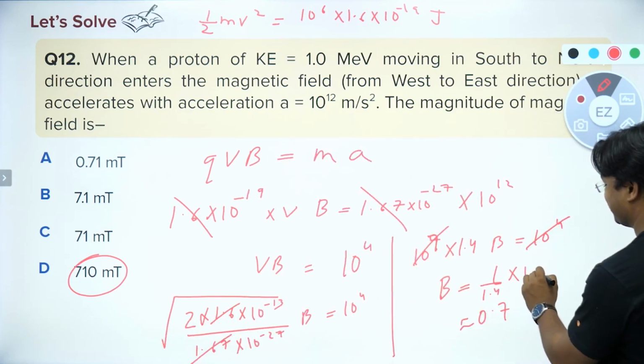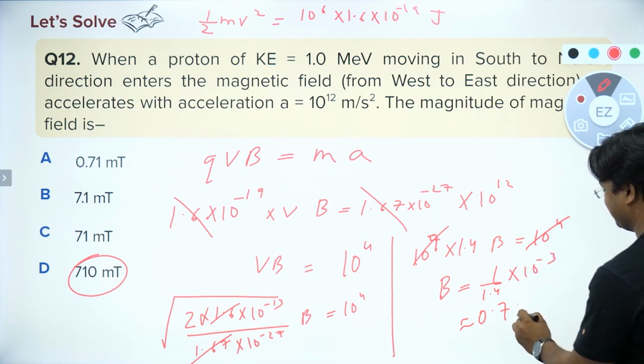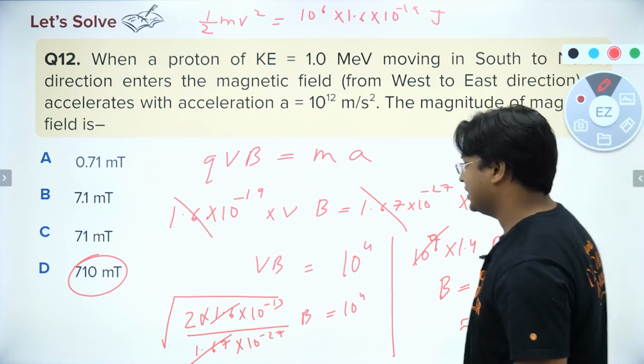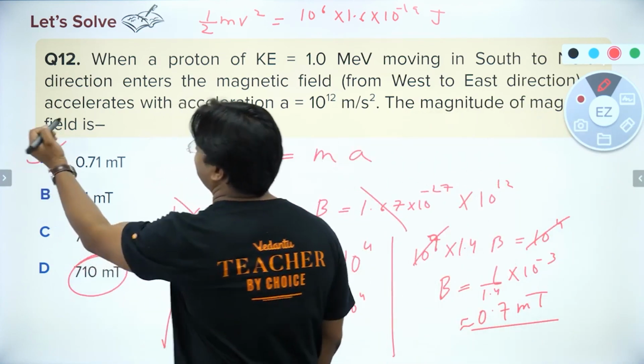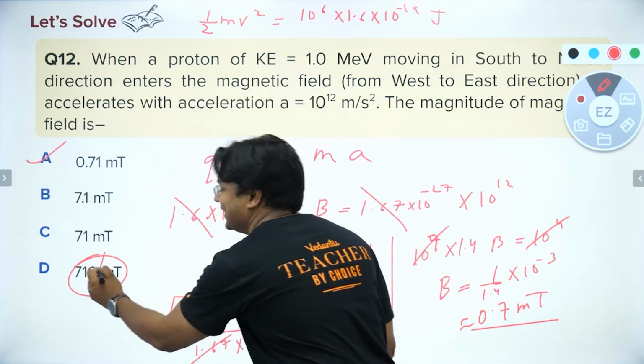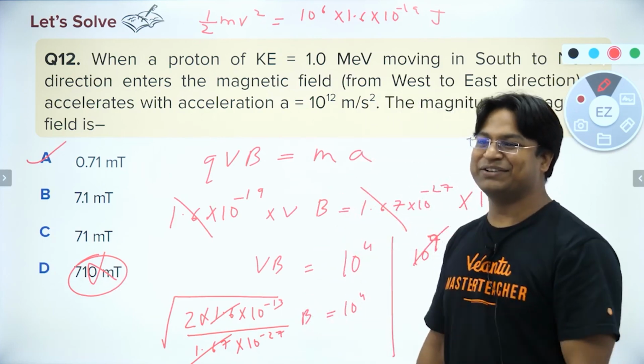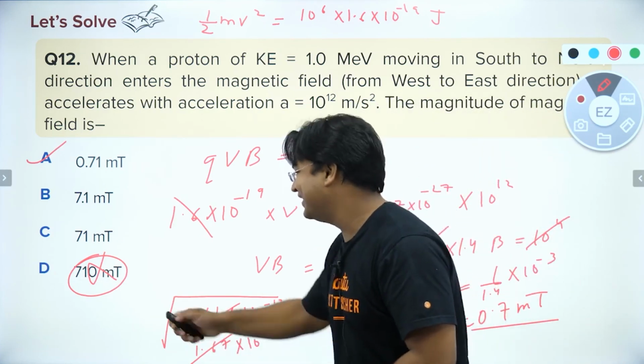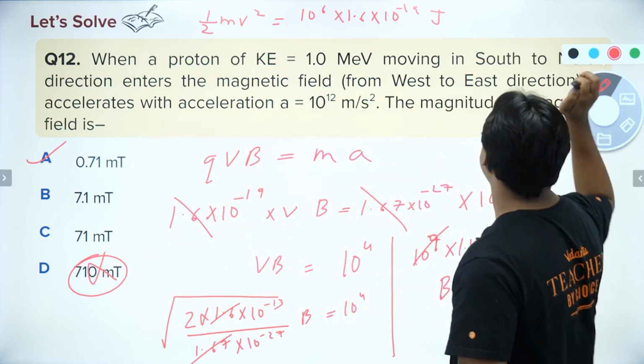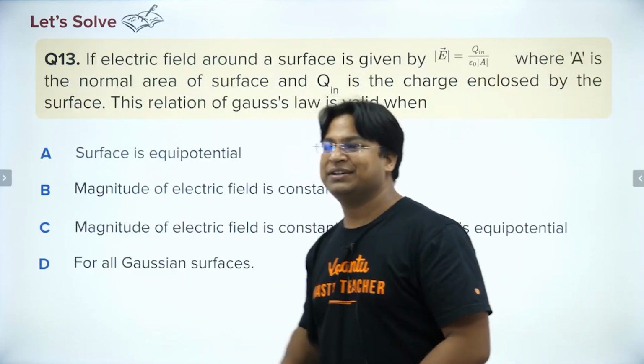So we will have a 10 raised to power minus 3 here. So that means millitesla, 0.7 milliTesla. So this one would be the correct one. Okay, thank you guys. Thank you so much. Whoever pointed it out, thank you so much. Okay. All right, happens. Okay, guys, so let's move on.